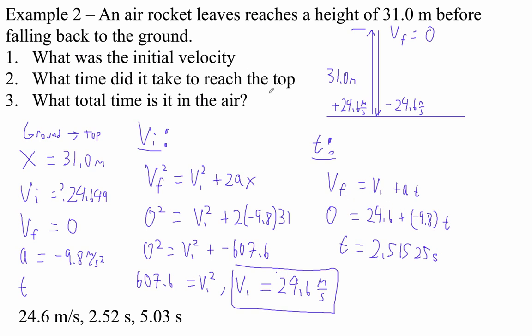So that is the time to reach the top, 2.52 seconds roughly. Initial velocity is about 24.6 meters per second. And then total time in the air, it's going to spend this much time going up and that much time going down. So I'm just going to multiply by 2. And the total time in the air is 5.03 seconds.